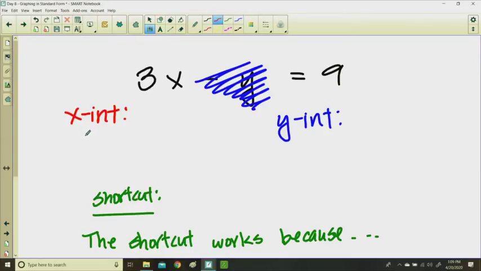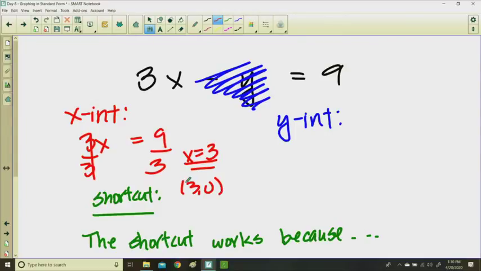Alright, so then I'm going to have 3x equals 9. So you see how I am going to immediately get to this equation? All I have to do is divide by 3, and we can get x equals 3. Right? And that's the x value. Remember, it's going to be (3, 0). Much faster.